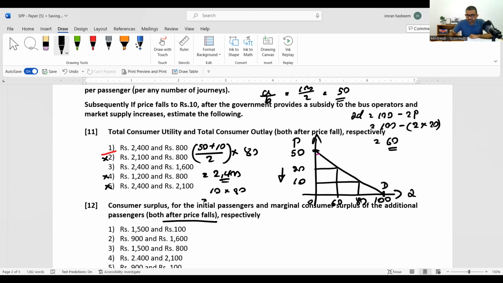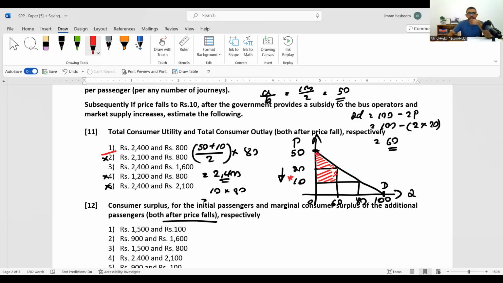Because initially we had only 60 passengers, but one catch here is you have to consider the price as 10, because they say I'm asking you to estimate after the price fall, but for the initial passengers. So the area you are trying to estimate first is the consumer surplus of the initial passengers after the price fall, which is this area below the demand curve. We are trying to estimate the value of this trapezium.